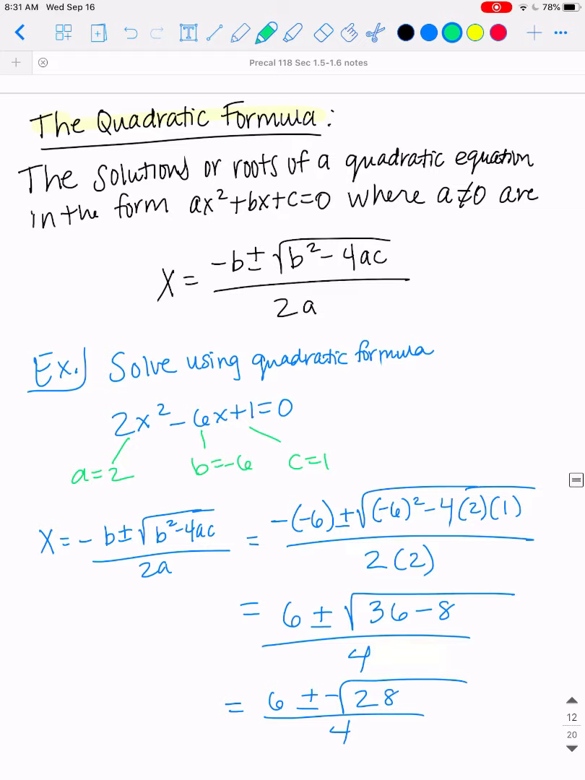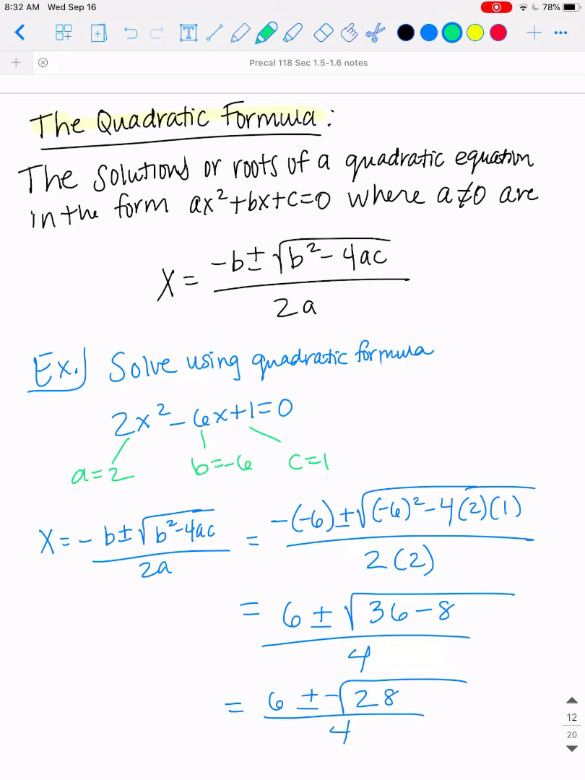So the quadratic formula gives the solutions or roots of a quadratic equation in the form ax squared plus bx plus c equals 0, where a does not equal 0. They are x equals negative b plus or minus square root b squared minus 4ac, over 2a. You could check in the textbook, they actually derive it from completing the square of the quadratic equation.